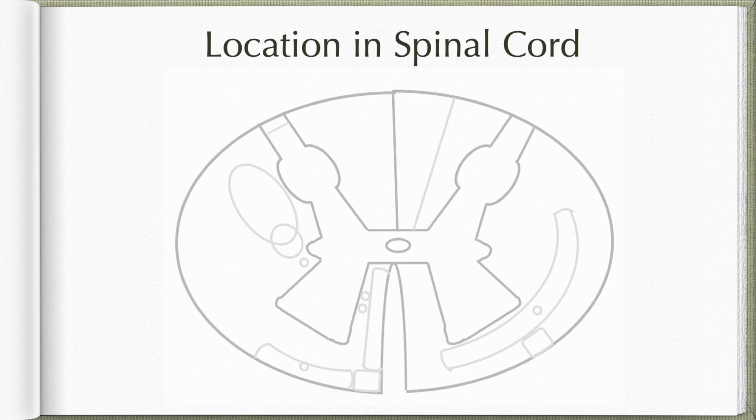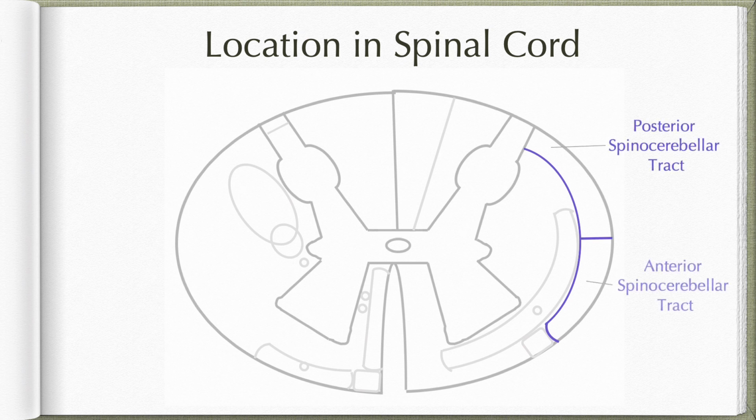Let us see where these tracts are located in spinal cord as well as in different sections of brainstem. So in the spinal cord, the posterior and anterior spinocerebellar tracts are located along the lateral circumference between the posterolateral sulcus and anterolateral sulcus. Posterior half of this circumference is made up of posterior spinocerebellar tract, which carries ipsilateral fibers. Anterior half is made up of anterior spinocerebellar tract, which carries contralateral fibers.